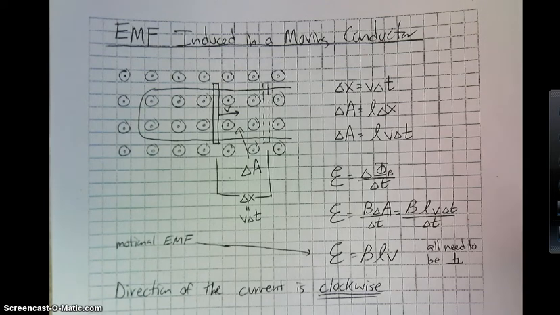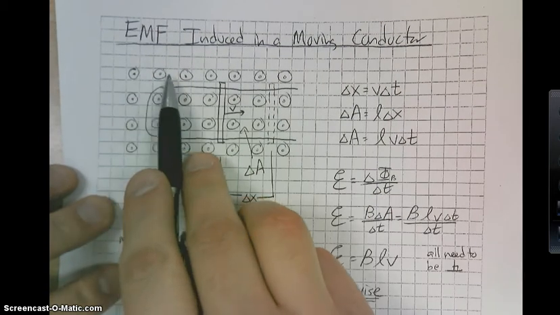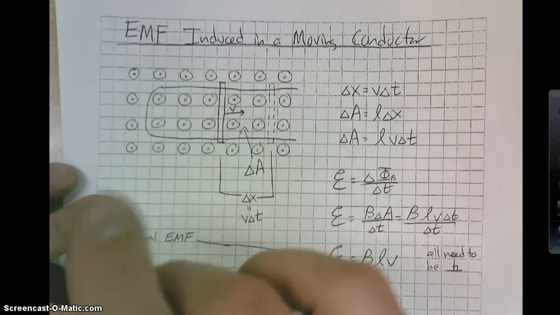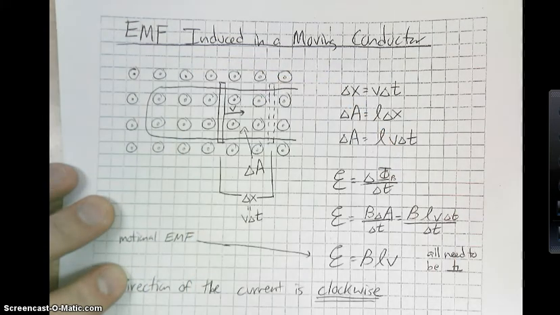All right, this video is about inducing an EMF in a moving conductor. Now, the picture is going to take a little explanation, so that we understand exactly what's going on. All the little circles with the dots in them indicate that we're putting something in a magnetic field that is sticking out of the paper, coming right towards you.